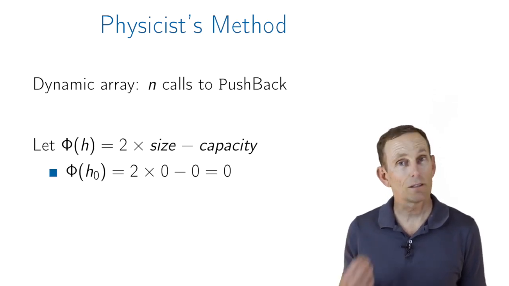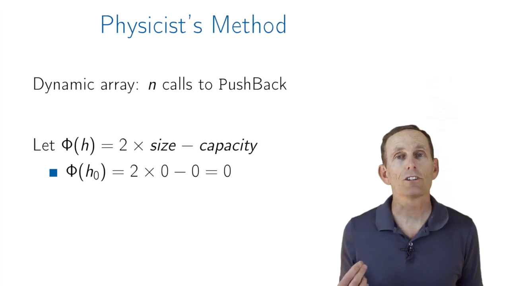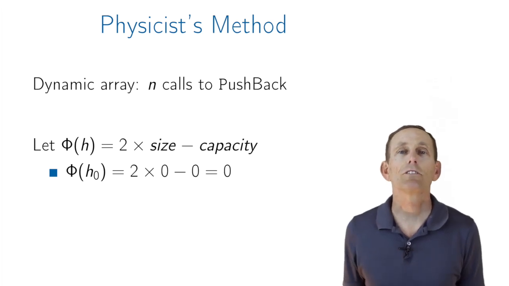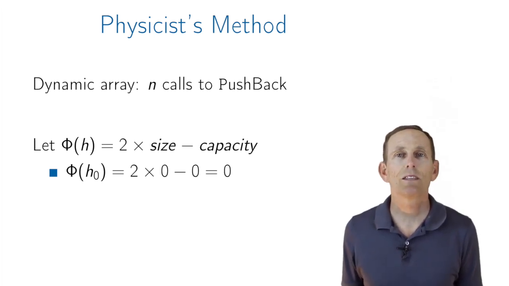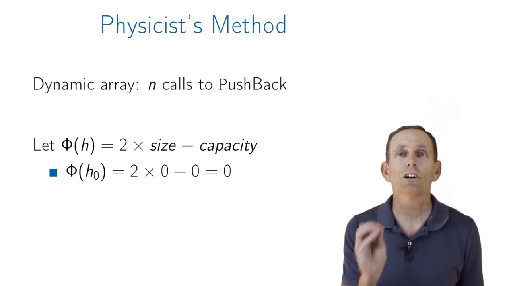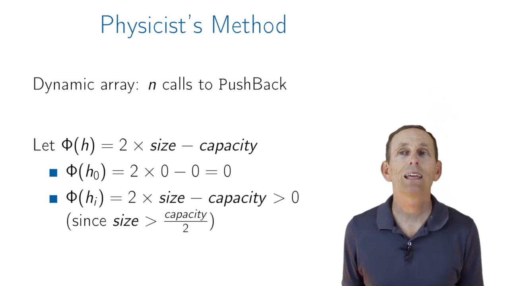Phi of h sub 0: we want to make sure that our phi function satisfies our requirements. First, phi of h sub 0 is 2 times 0 minus 0, assuming we have an initial array of size 0, and that's just 0. Also, phi of h sub i is 2 times size minus capacity. We know the size is at least capacity over 2, so therefore 2 times size minus capacity is greater than or equal to 0.